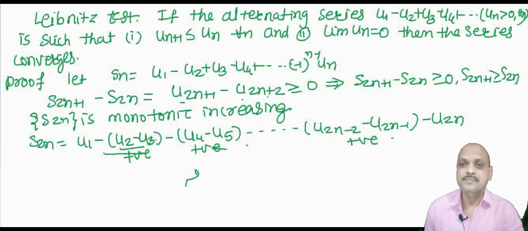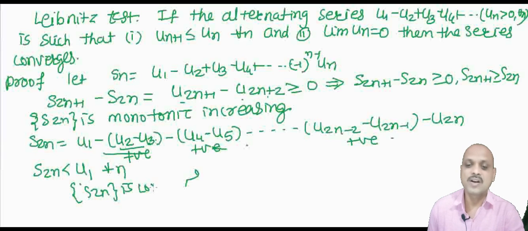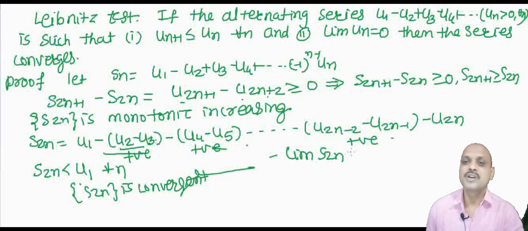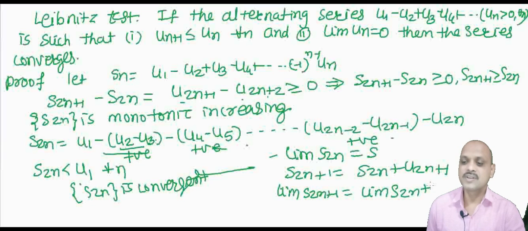We get S2n by subtracting each bracket from u1. That means S2n is less than u1 for all n. Now S2n is a monotonically increasing and bounded sequence. Therefore S2n is convergent, and that means it has a limit. Let us suppose the limit of S2n equals S. But we know that S2n+1 equals S2n plus u2n+1. This is an odd term and its sign is positive. So let us take the limit: the limit of S2n+1 equals the limit of S2n plus the limit of u2n+1.